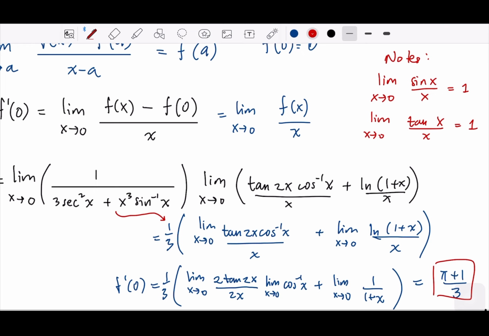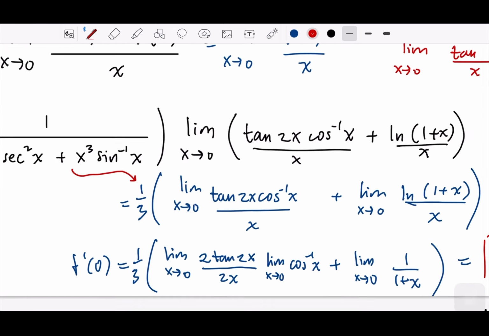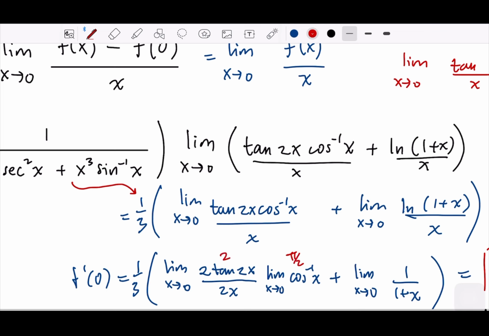Maybe as x approaches 0, this cosine inverse can be 0 or pi over 2. It's pi over 2. Maybe you need to write this is pi over 2. This is asking for the angle.